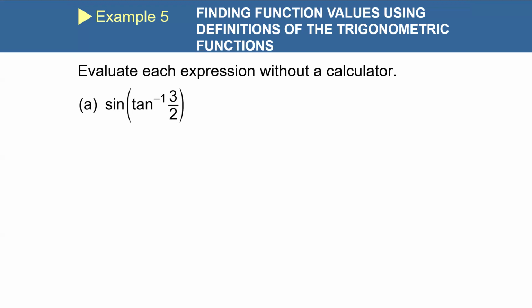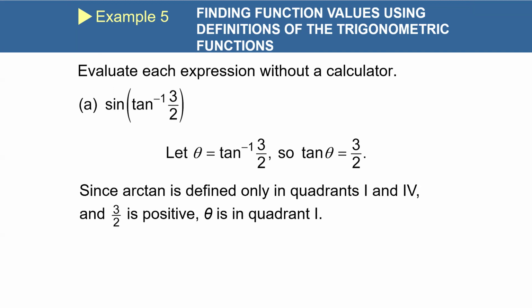Okay, so you can think about it in parts, or you can just type it all in the calculator at once. If you think about it in parts, you're finding what angle makes this true first. And then once you have that angle, you're then going to find the sine of that angle. So again, in parts, we would do tan inverse of 3/2. So we're asking tan theta equals 3/2, right? So tan theta equals 3/2.